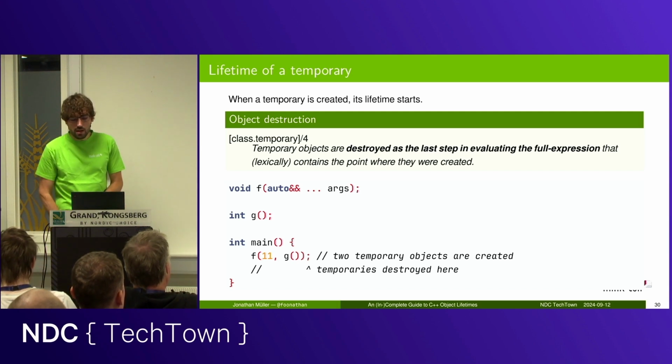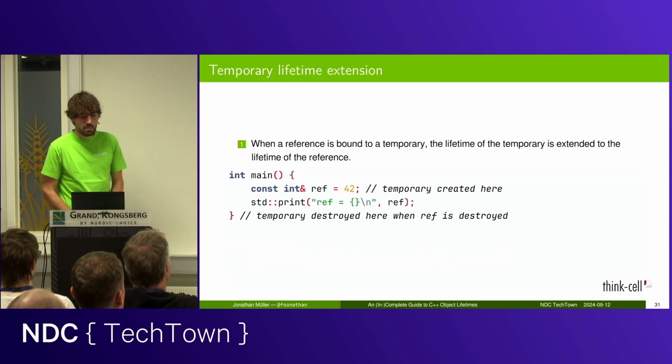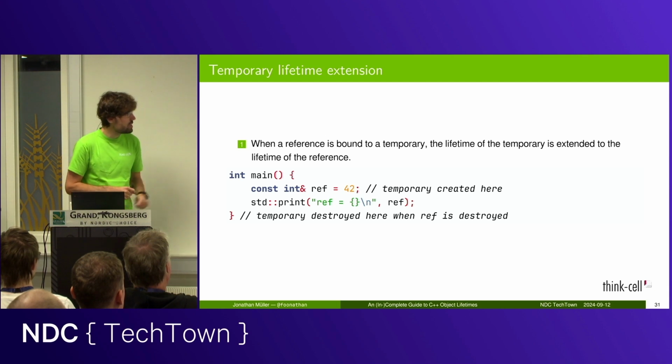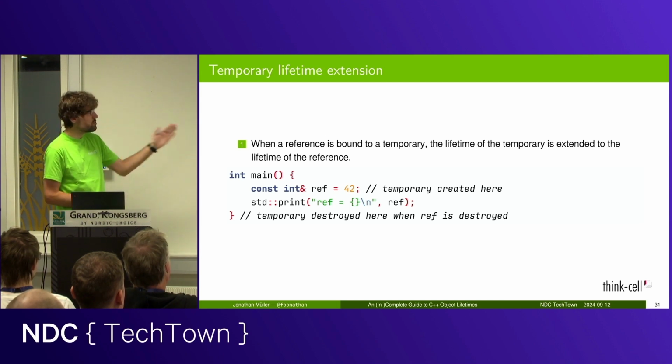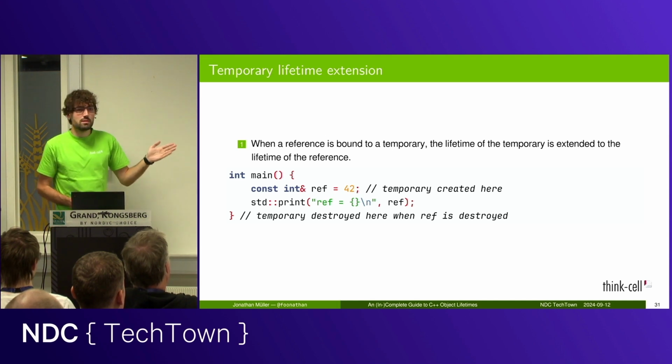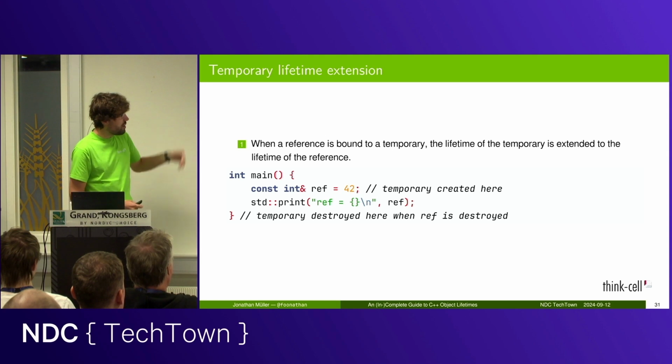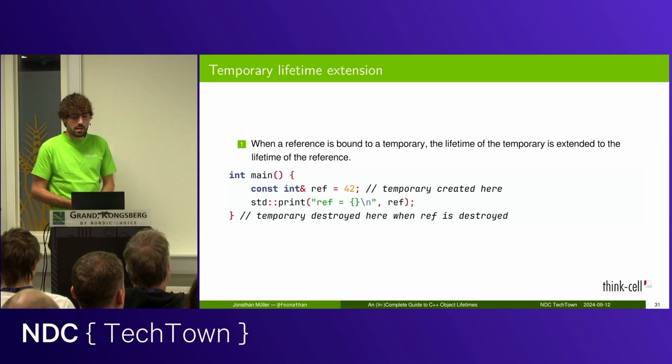There are two exceptions, and those are called temporary lifetime extension. The first happens when you bind a reference directly to a temporary. The lifetime of the temporary is extended to the lifetime of the reference. So here in the first line we create a temporary object because we bind a reference to a PR value. Without lifetime extension, we would reach the semicolon and immediately destroy the temporary object, and then we'd just have a dangling reference. This would be incredibly useless. So instead, lifetime extension kicks in, and the temporary is only destroyed when the reference goes out of scope. So throughout the entire execution of main, ref is valid and it can be used.